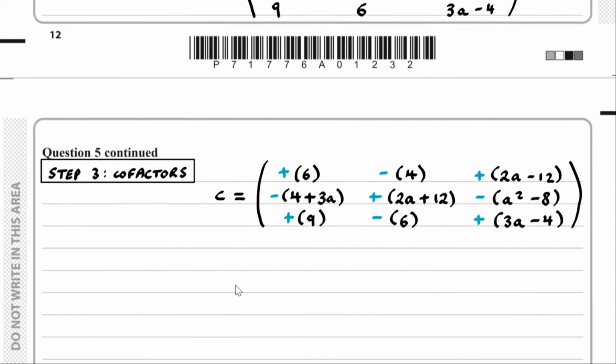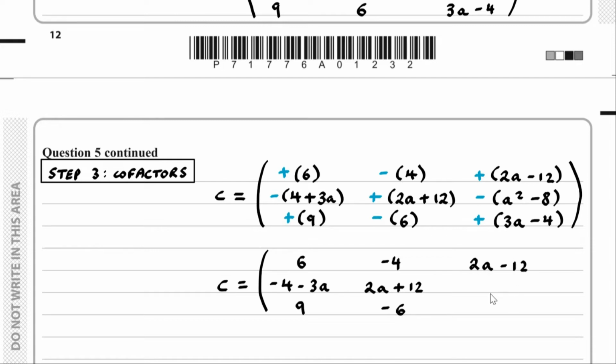So if I simplify this, then I've got 6, minus 4 minus 3a, 9, minus 4, 2a plus 12, minus 6, 2a minus 12, and then I've got 8 minus a squared, and 3a minus 4. So this is the matrix of the cofactors.